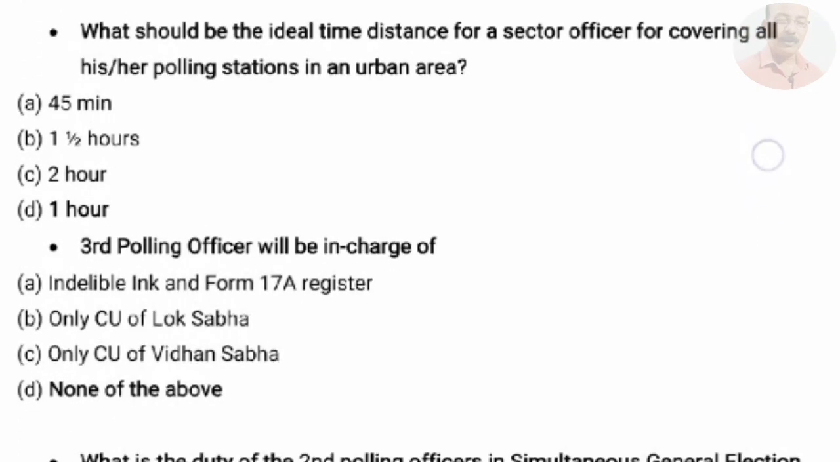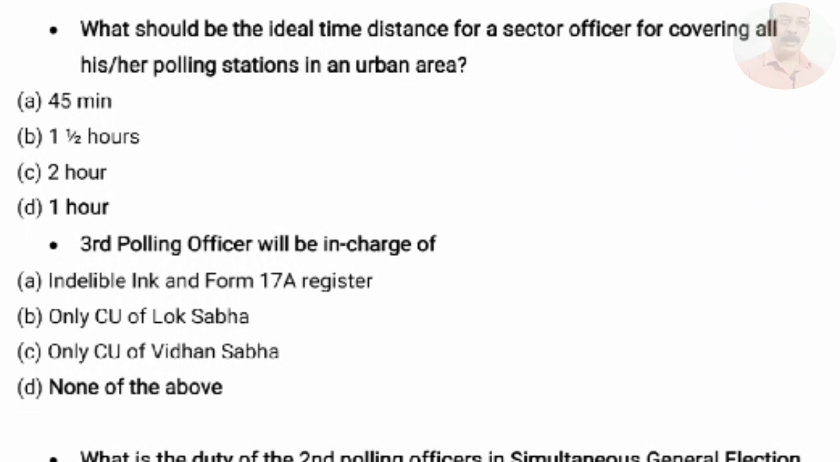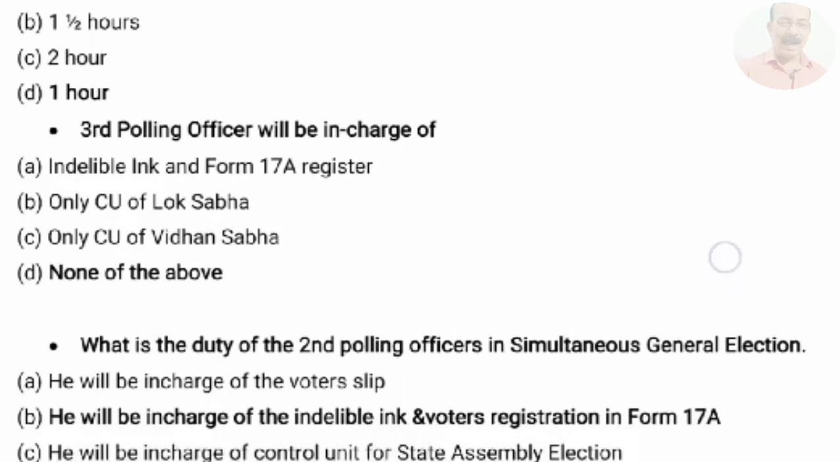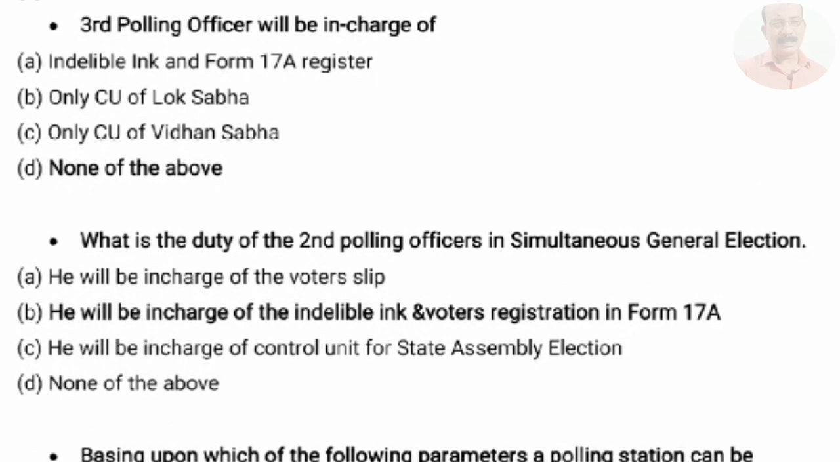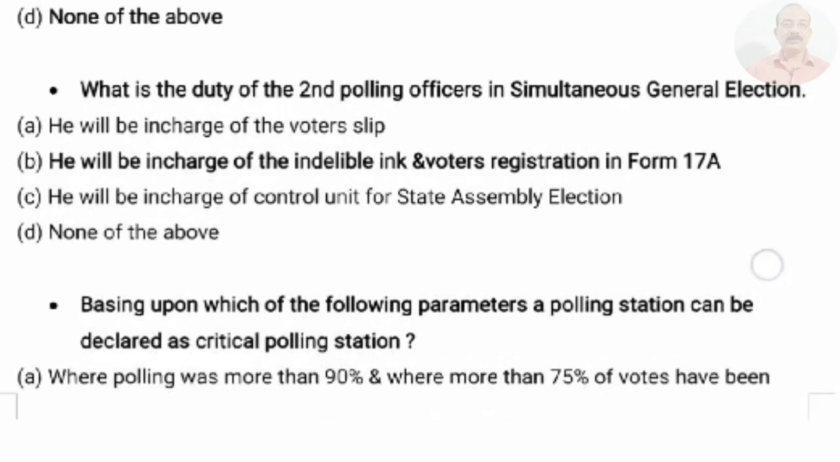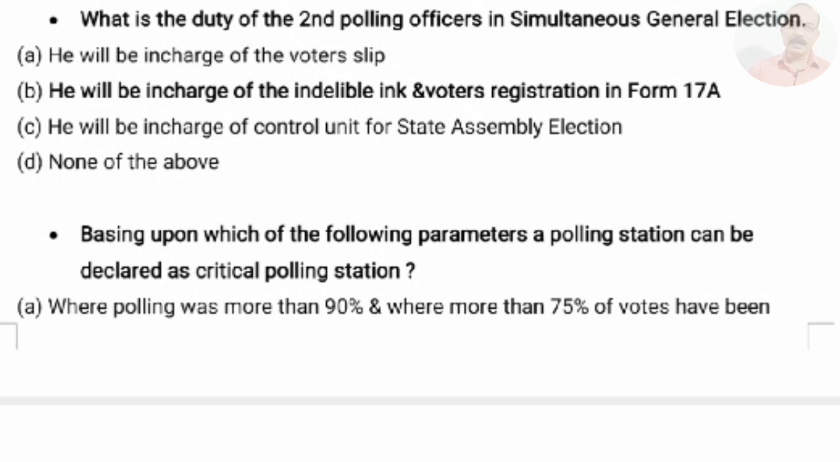What should be the ideal time distance for a sector officer for covering all his polling stations in an urban area? 1 hour. Third polling officer will be in charge of, option none of the above. What is the duty of the second polling officer in a simultaneous general election? He will be in charge of the indelible ink and voter registration in Form 17A.